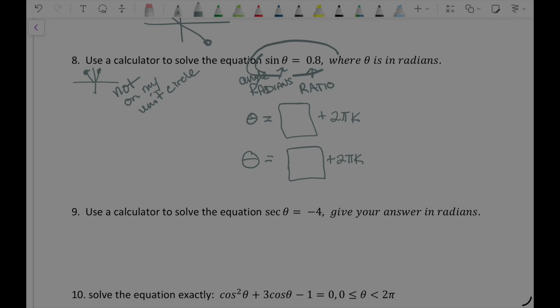So I'm going to do this. I'm going to say, if I use my inverse sine, it will find the quadrant 1 solution. Because remember, inverse sines only produce one outcome. So we can find the one in quadrant 1 using our calculator and inverses, and the rest is up to us.